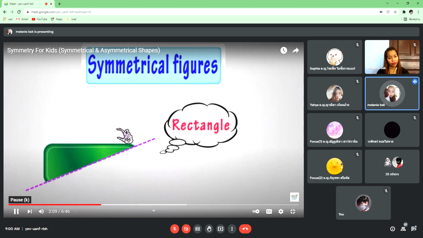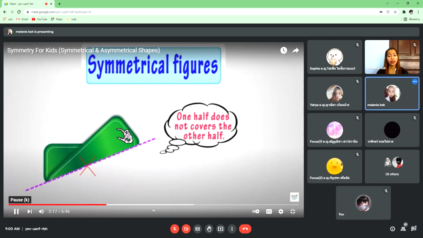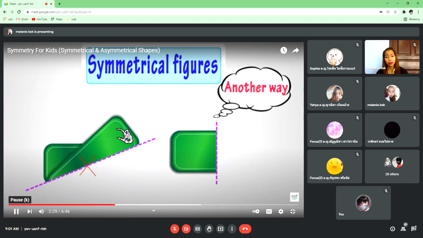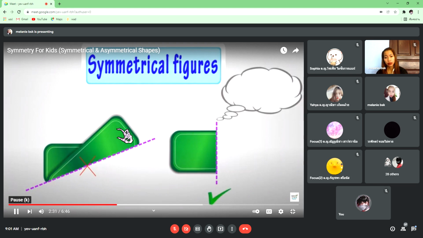Is it the same? If we fold it here, it does not work. No. One half does not cover the other half. So let's try another way. Let's fold it this way. Yes, if we fold it here, it works. That is, one half is completely covering the other half.